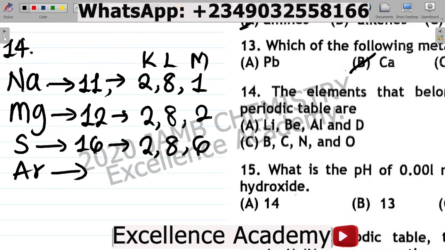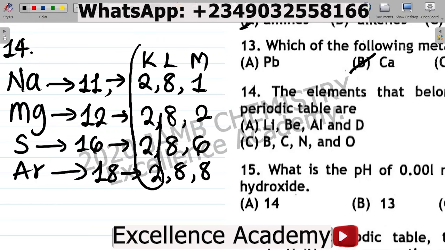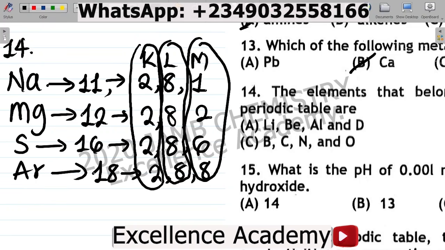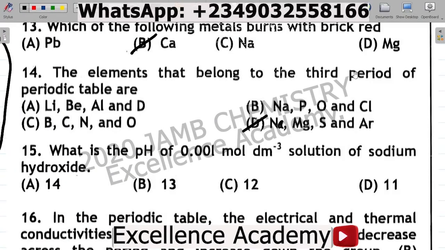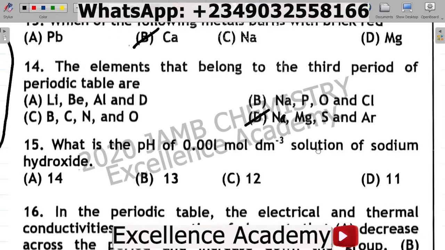And finally, for argon, the atomic number is 18. If I do my configuration, it becomes 2, 8, 8. So observe that all the elements in this particular group have three shells, the first shell being K, the second shell being L, and the final shell being M. So all of them here are in the third period. That's how we get this.